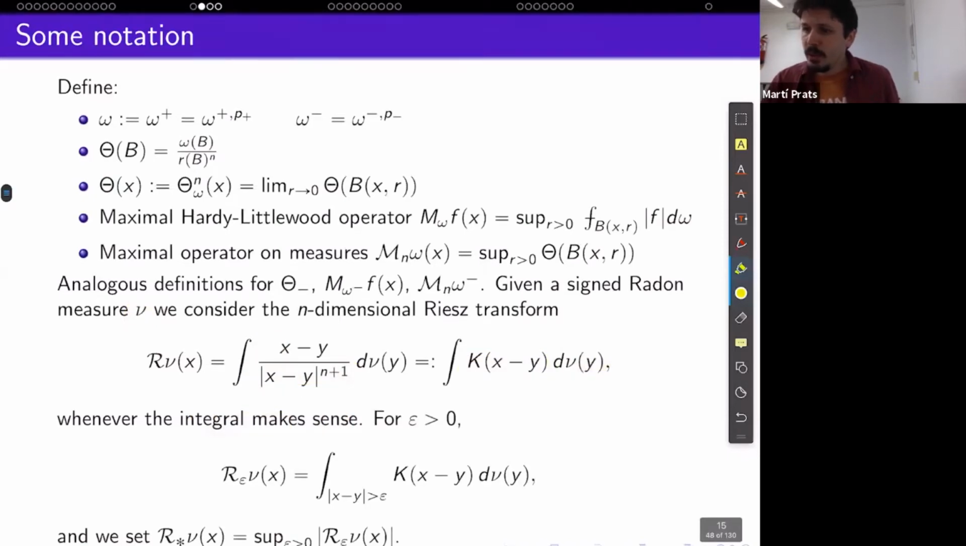Now, for epsilon greater than zero, what we define should always make sense, as long as the measure is locally finite or has a nice growth at infinity. You should be able to define the truncated Riesz transform. So you just avoid the singularity of the kernel at the origin, and you just write it like that. And then R star will be the supremum of all these truncated versions. And it's always well defined. It can be infinite, but it's always well defined. And we also write this Riesz transform with respect to mu as an operator, just applying the Riesz transform to f times mu.